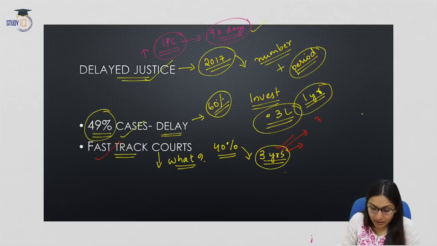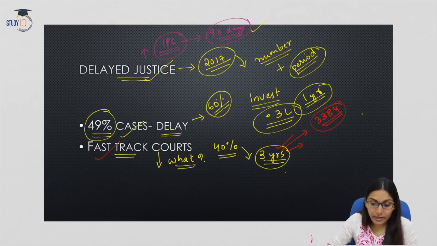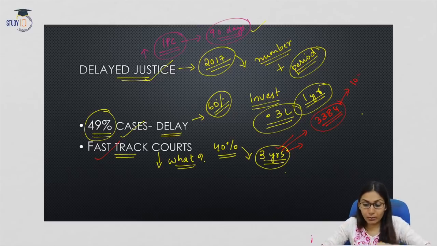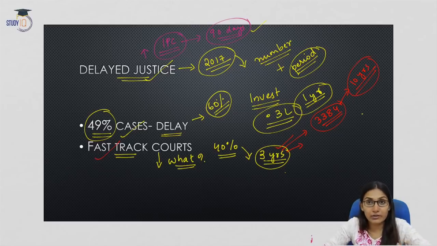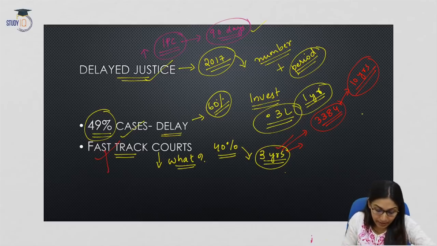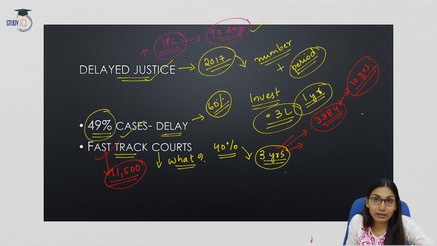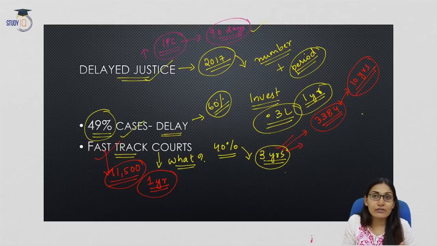And in certain cases, around 3,384 cases which were committed to fast track courts, the trial finished in more than 10 years. So this shows the inefficiency of the fast track courts, even the delayed justice delivered to the citizens. And in the fast track courts, only 11,500 cases were disposed or the trial was completed within a period of 1 year. And this is particular to fast track courts.